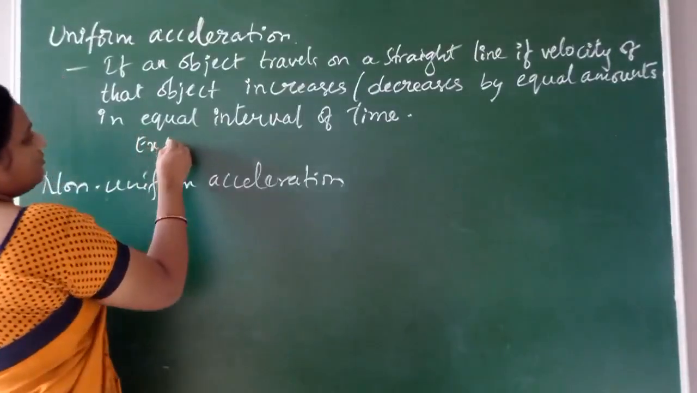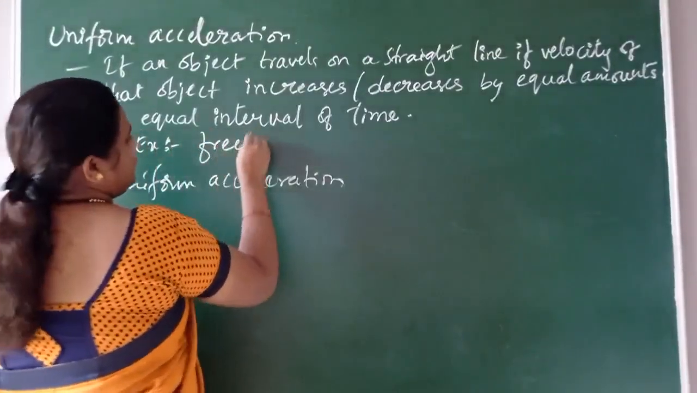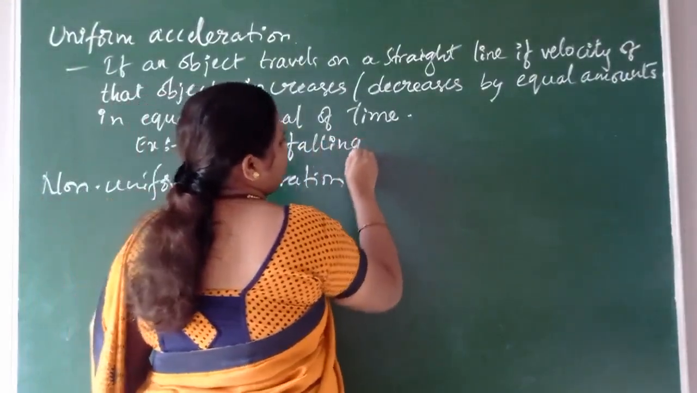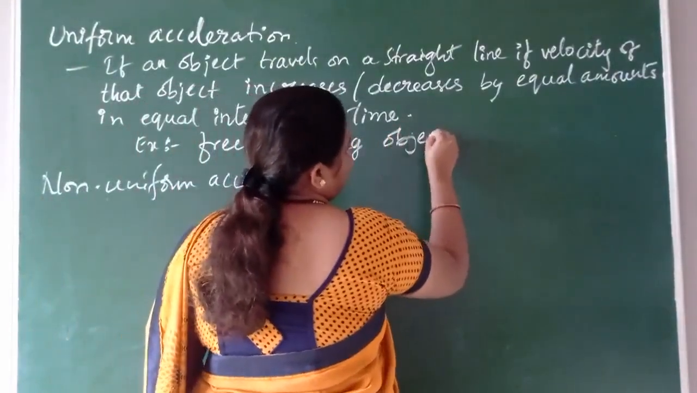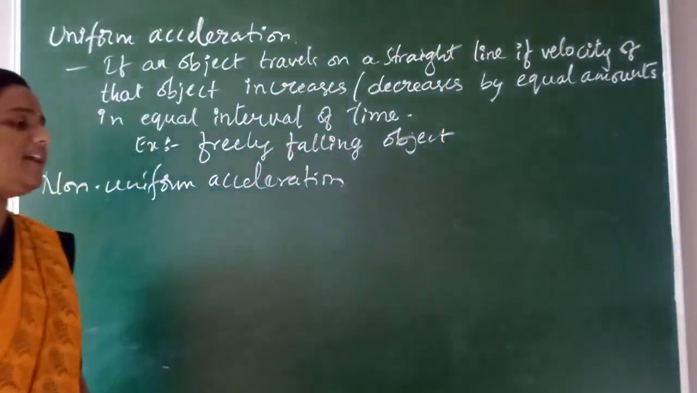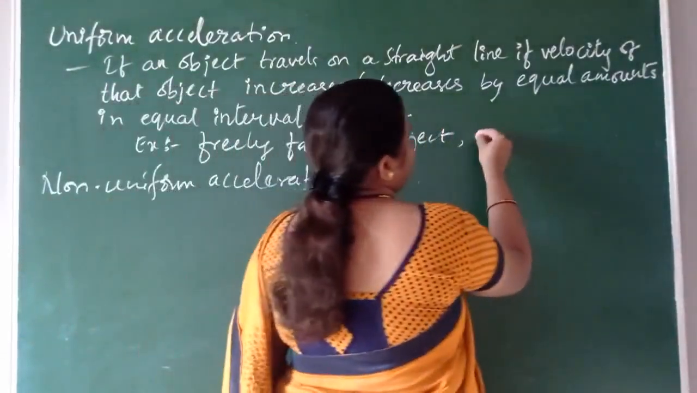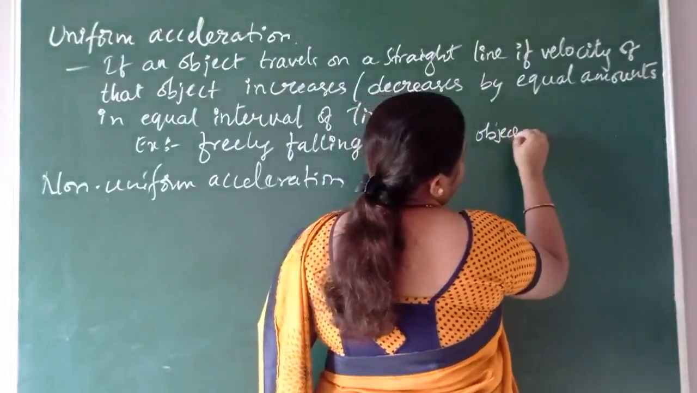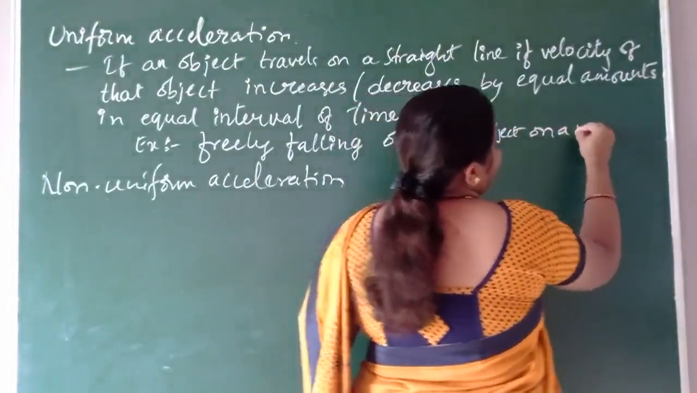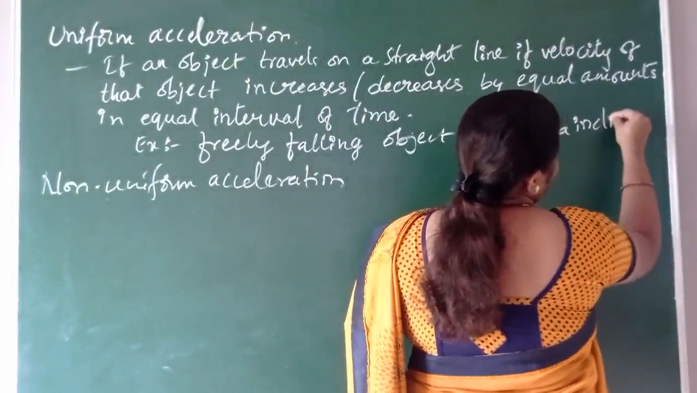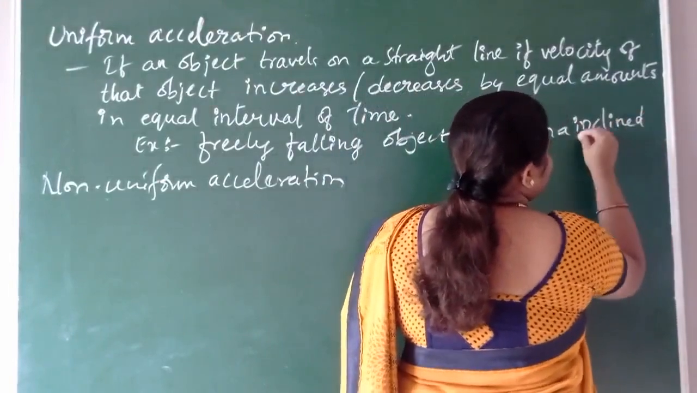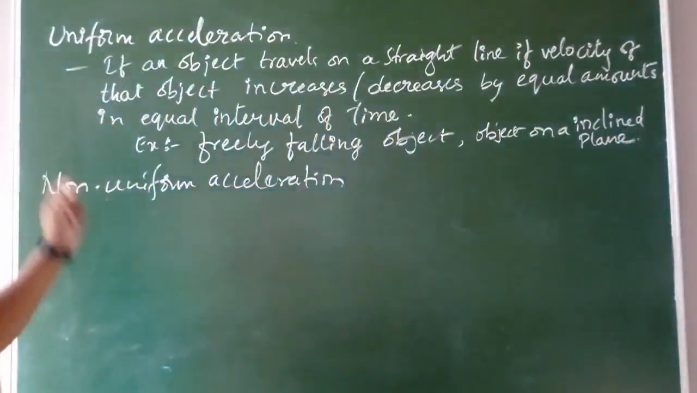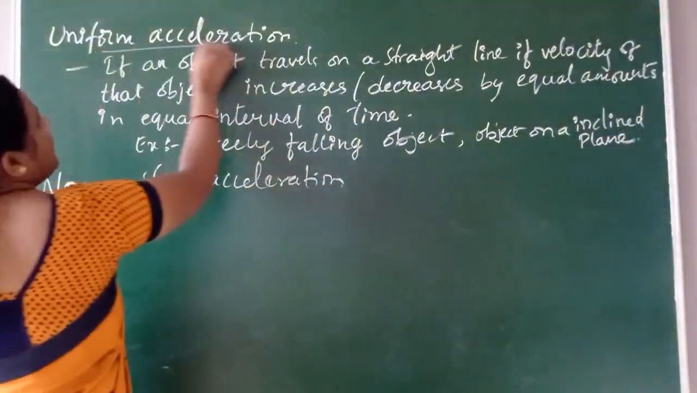Example, children, a freely falling object, isn't it? Then an object rolling on an inclined plane, etc. We can take under uniform acceleration, isn't it, children?